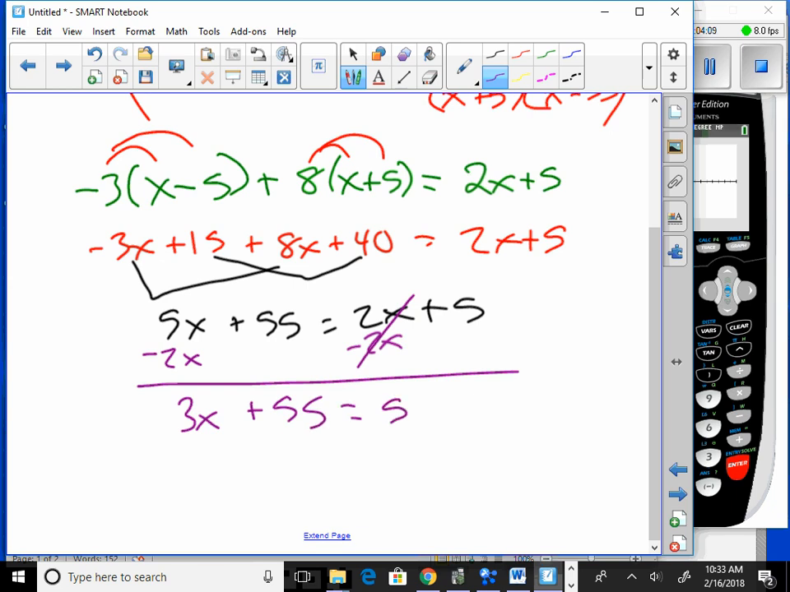Now I want to isolate the 3x, so I want to move the 55 to the other side of the equation. So since it was a positive 55, I use the inverse operation, which is subtraction.